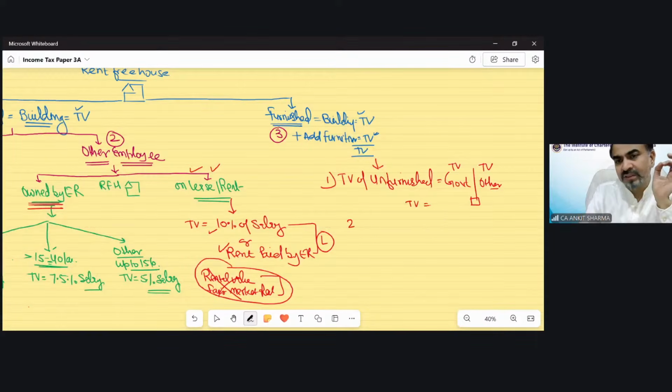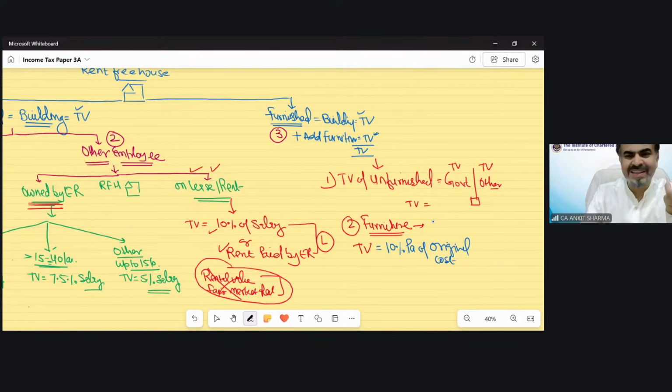The new point is this. Whatever furniture has been provided to you, for that, what would be the taxable value? In case of furniture which has been provided to you with the house, the taxable value would be 10% per annum of original cost of that furniture, AC, etc., whatever has been provided to you, or rent paid.